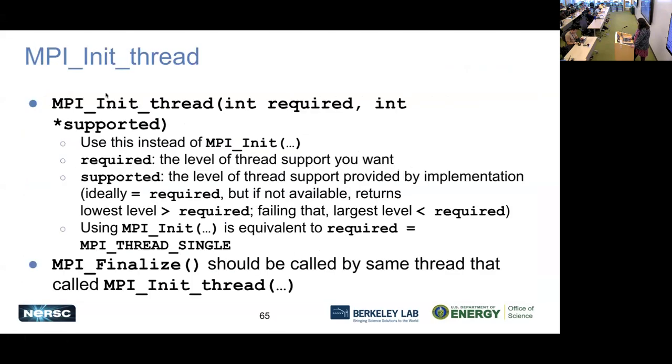Okay, so I kind of already explained this, but if you're going to use threading within your hybrid code, then instead of MPI_Init, you want to do MPI_Init_thread. Required is what you're asking for, what level you want, and provided is what you got. Typically, whatever you get is what you asked for. But if it's not available, then it's going to give you the lowest level bigger than what you asked for. And if that's not available, then it's going to get you the biggest number less than what you asked for. And if you use just plain old MPI_Init instead of MPI_Init_thread, then you're going to get MPI_THREAD_SINGLE. Okay. And then at the end of your code, you want to make sure that MPI_Finalize is called by the same thread that called MPI_Init_thread.